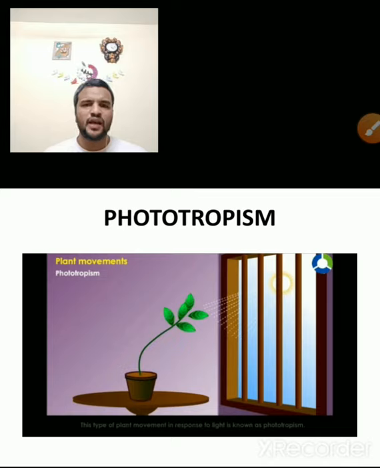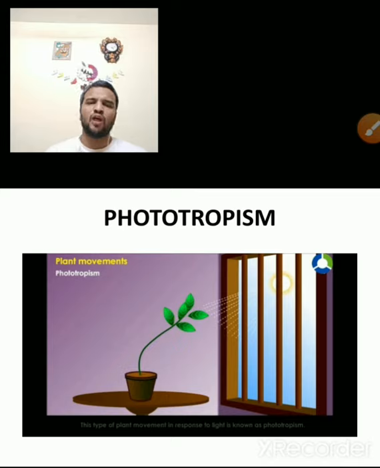Now phototropism is again divided into positive phototropism and negative phototropism. A response to a stimulus such as light which leads to a growth movement towards the source of light is called positive phototropism, and a growth movement away from the source of light is called negative phototropism. Example: the shoot system moving towards the source of light is positive phototropism, and the root system moving away from the source of light is negative phototropism.